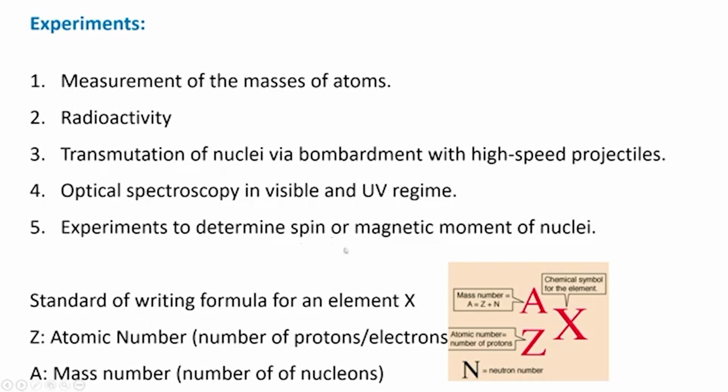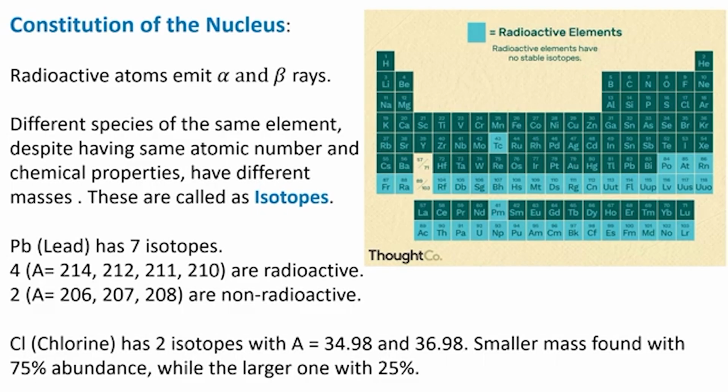However, we'll have to go through a series of postulates and their failures in order to understand what exactly is the constituent of a nucleus or any of these nuclei of different elements. So, to understand the constitution of the nucleus, the radioactive atoms are found to emit alpha and beta rays, and different species of the same element, despite having the same atomic number and the same chemical properties, have different masses, and these are called isotopes.